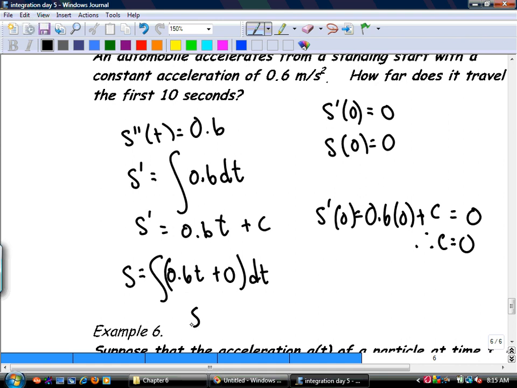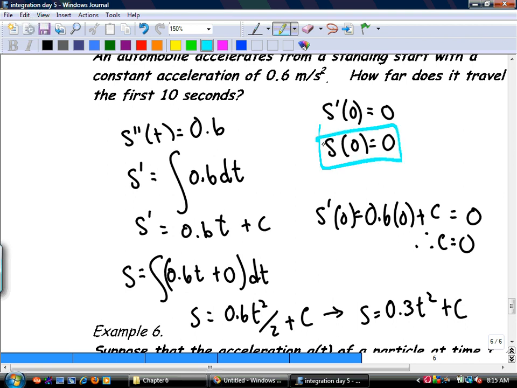Take the antiderivative of that, you get s equals 0.6 t squared over 2 plus c, and you get s equals 0.3 t squared plus c. When you put 0 in for t and 0 in for s, guess what you find out c is? 0. Physics people, you ever seen the formula distance equals 1/2 at squared? Guess where it comes from? This. That's your answer.